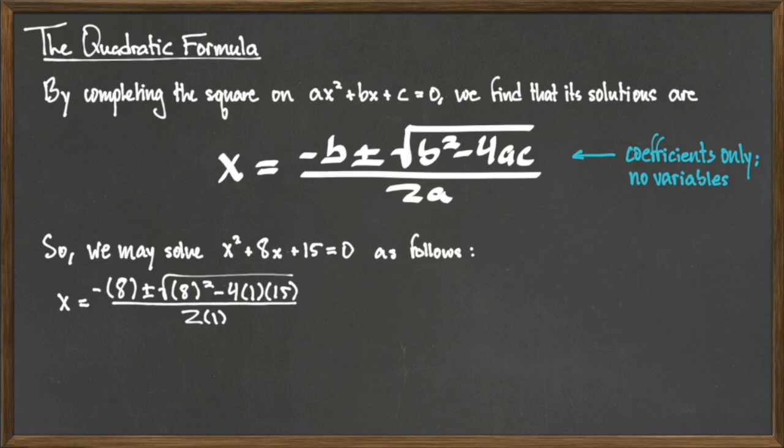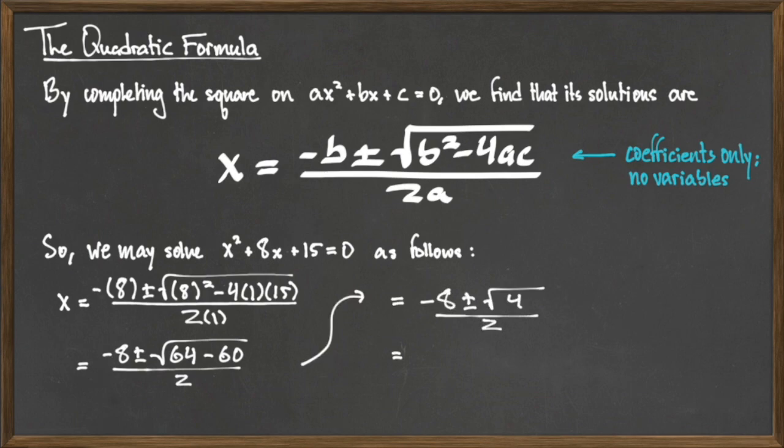Note that we're only plugging in coefficients. It's a common mistake that some people plug in coefficients and variables into this formula, but I'm only plugging in numbers. Using the order of operations, I'll start to simplify all the values. This becomes negative 8 plus or minus the square root of 64 minus 60 over 2, which will then turn into negative 8 plus or minus the square root of 4 over 2, which is simply negative 8 plus or minus 2 divided by 2, which then reduces to negative 4 plus or minus 1.